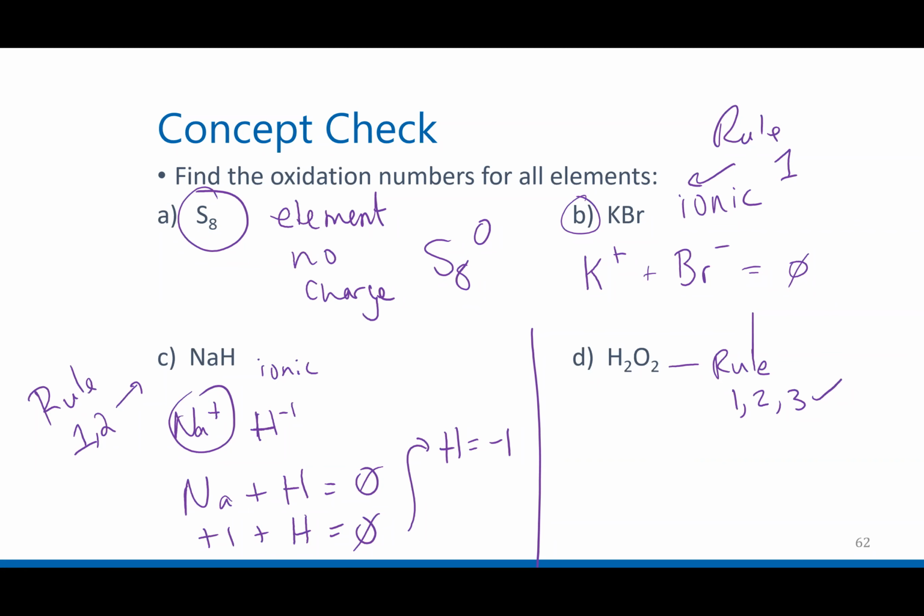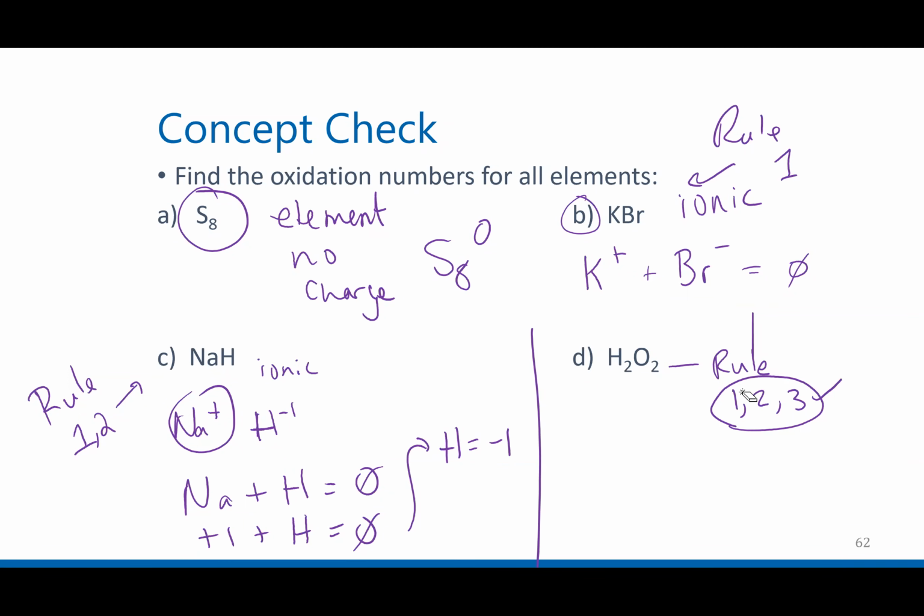So Aman mentioned in the chat, well, we can't use rule 1 because it's not ionic. And you're right. What I mean here is you always look at your rules in order. So rule number 1, is it ionic? Nope. Move on to rule number 2. Rule number 2, the sum of all of these elements must equal the charge on the compound. So, you're right. I'm not using rule 1, but I have acknowledged that rule 1 doesn't apply. So I skip to rule 2.